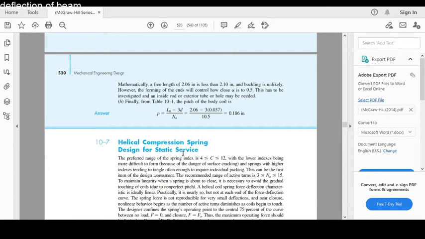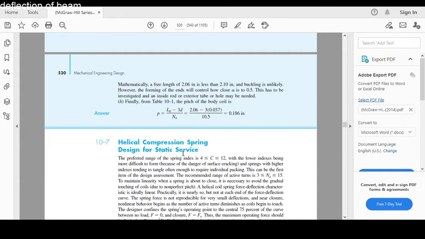However, for forming at the ends, we control how close alpha is. Alpha is the end correction factor. Alpha is 0.5, so it has to be investigated, and an inside rod or exterior tube hole may be needed. Finally, from table 10.1, the pitch of the body coil is p equals L naught.